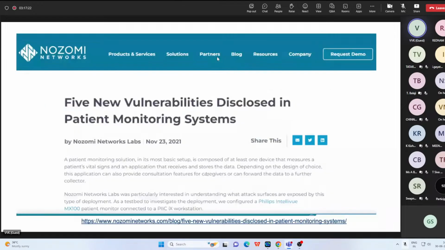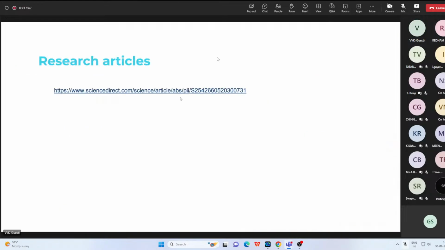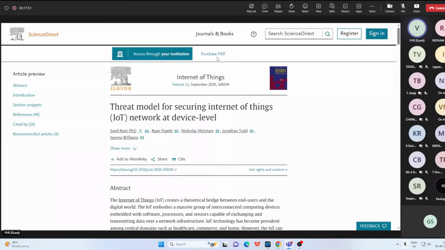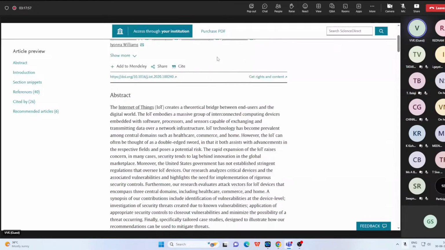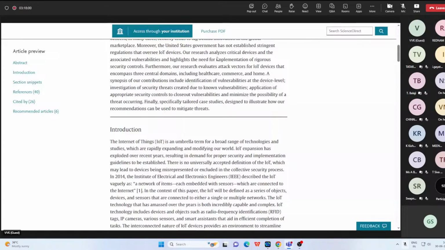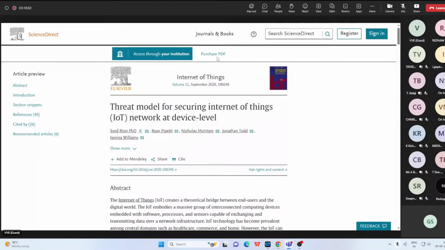This is an article which you can find at the end. I have given the link here: five new vulnerabilities disclosed in patient monitoring system. I think it is Philips related devices. There is a lot of material available on the internet, published papers on how to build a threat model or how to secure the devices. There are good papers on this. You can just go through them.